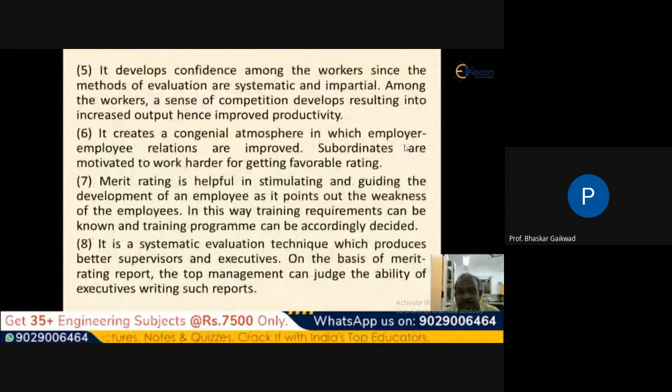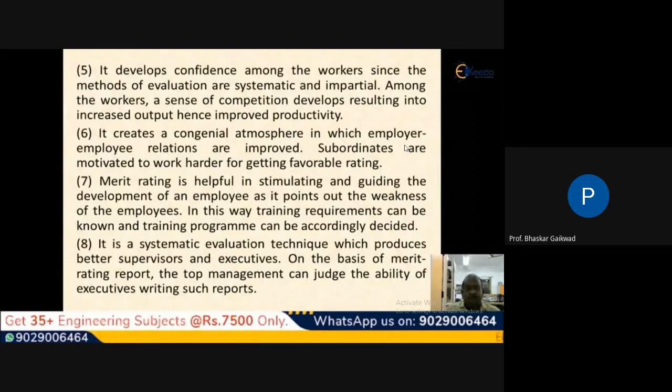It develops confidence among the workers, because this system is proper and impartial. It provides a good relation between the employer and the employee. It is helpful in stimulating and guiding the development of employees, pointing out the weaknesses and how to overcome them, and what type of training and facilitation is required to do that. Also, the top management will have an idea about the judgment ability of the executives through these reports.